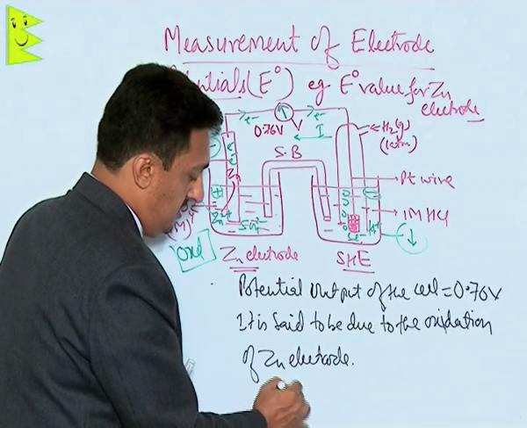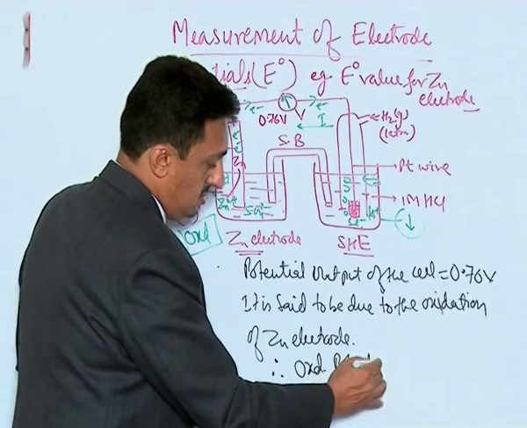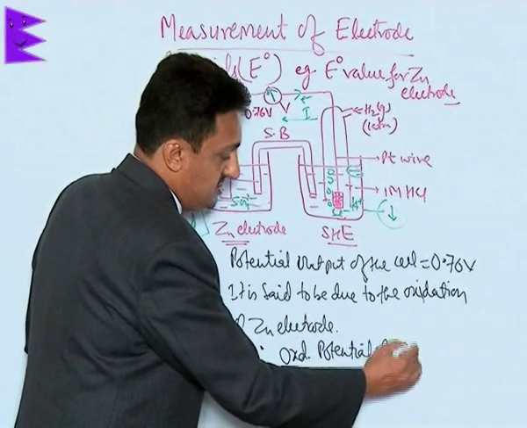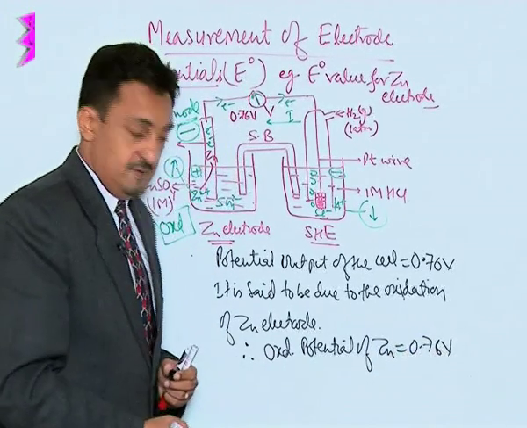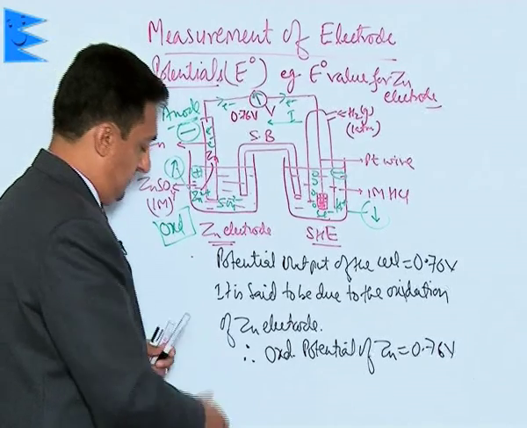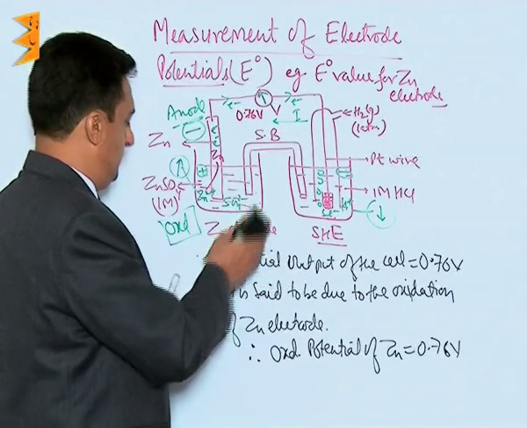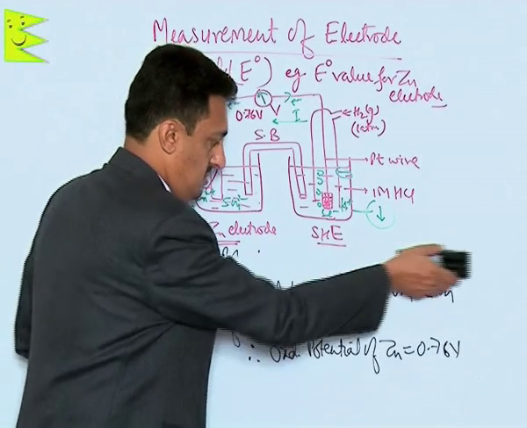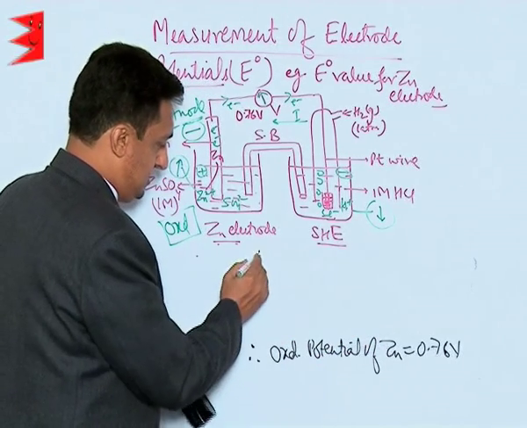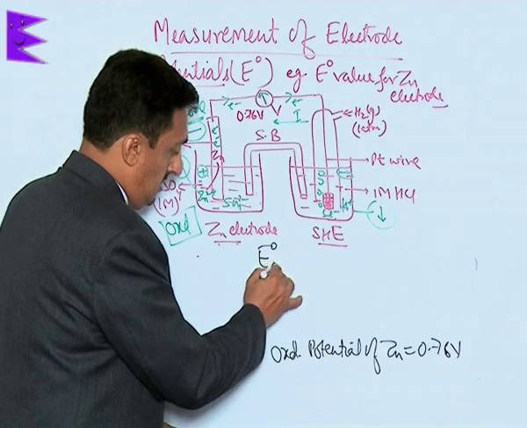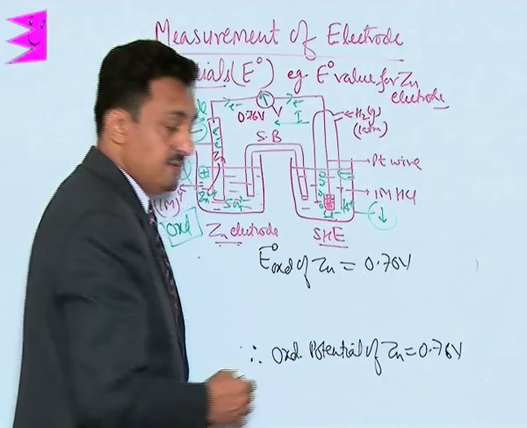Therefore, the oxidation potential of zinc is said to be 0.76 volt. We can write this same oxidation potential of the zinc in another form, like this: E naught oxidation of zinc is 0.76 volt.